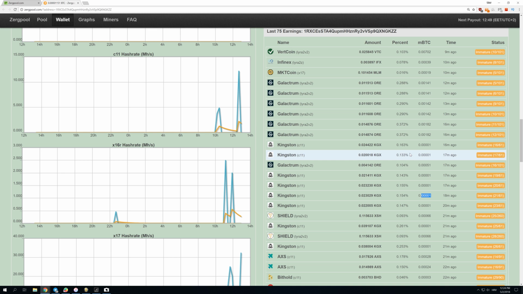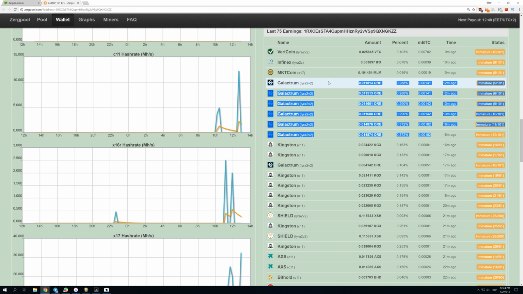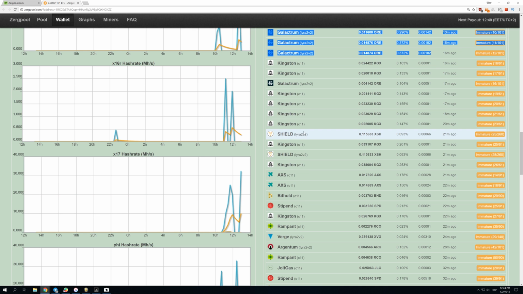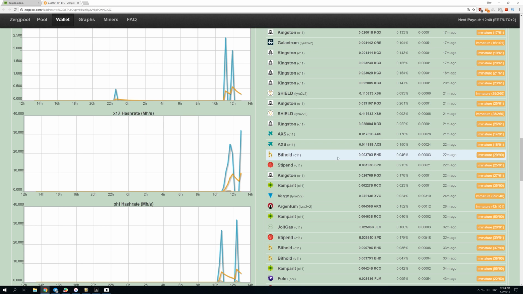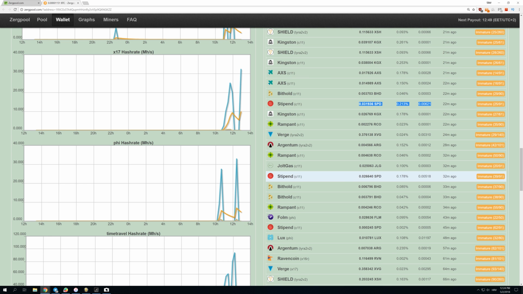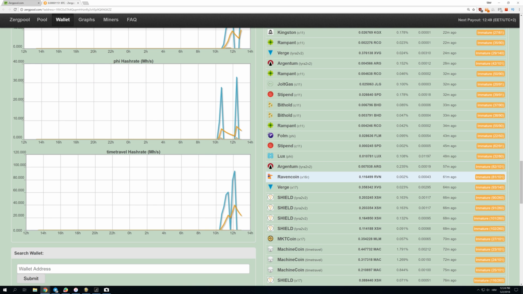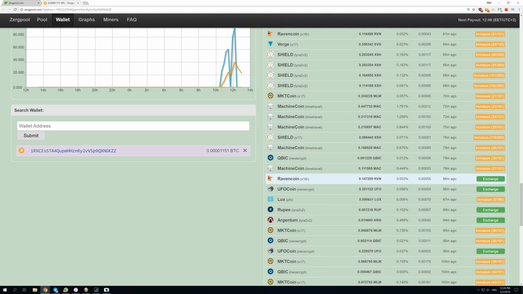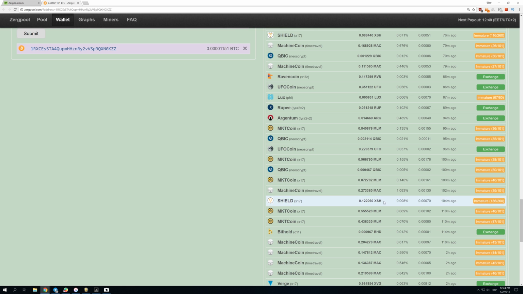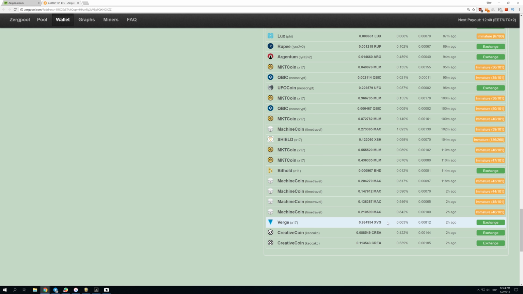But over here, a few minutes later, you can see that I got paid 1000 satoshis by our pool solving a Galactrum block. And let's see where I was the luckiest. For example, over here I got paid 621 satoshis for solving this, and the luckiest I ever was, let's just scroll a little bit down to find it, was, where was it, give it a second, for example over here on Verge, where I got paid 812 satoshis.